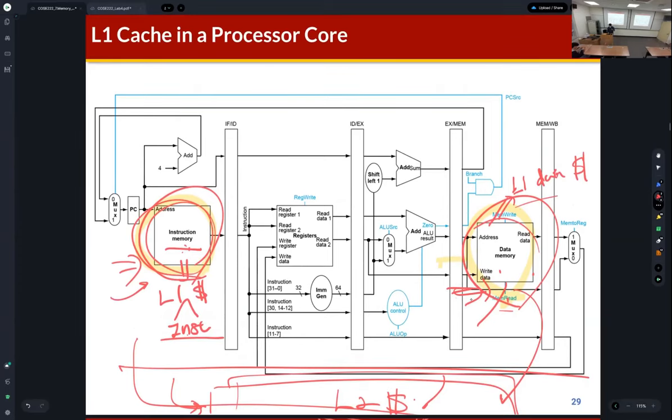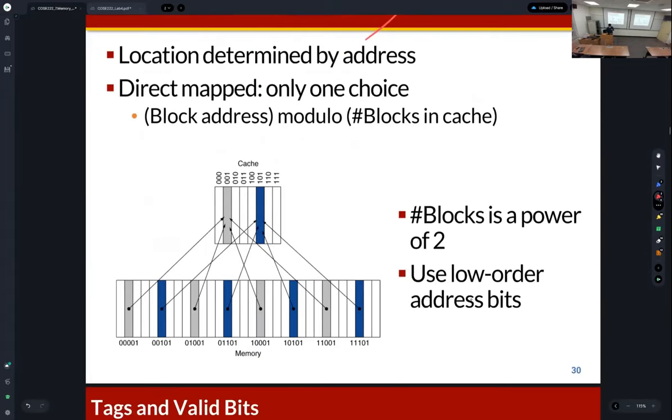So this is the real processor architecture. These are actually the instruction memory and the data memory. These are the instruction cache and the data cache. Okay.